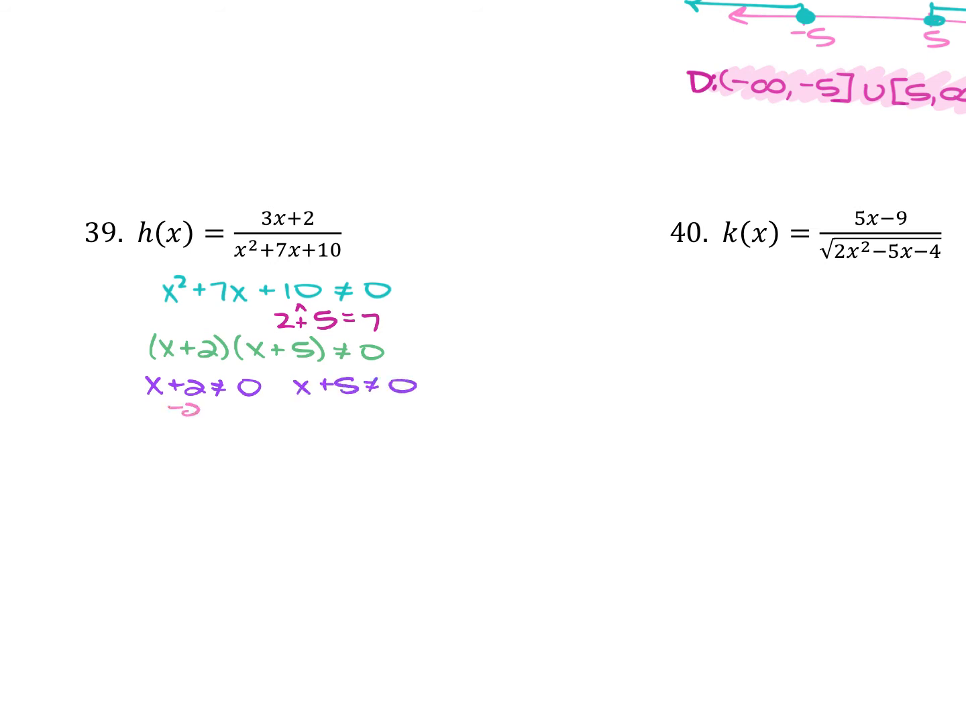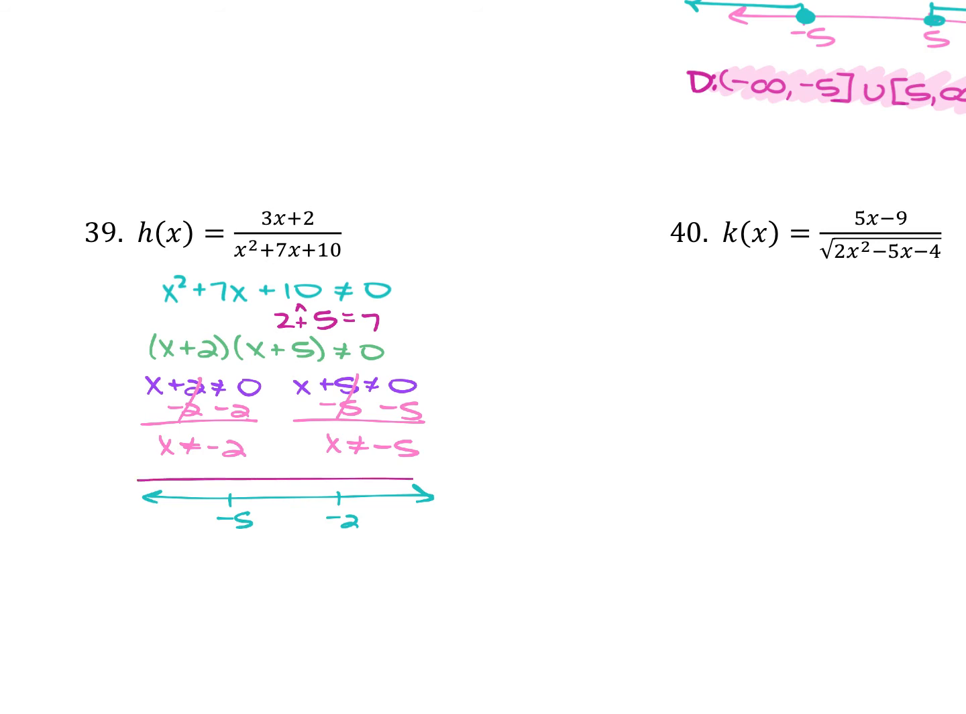So with the 2, subtract it from both sides. You have x is not equal to negative 2. With the 5, subtract it from both sides. You have x is not equal to negative 5. So if you were to write this in interval notation, think about it as on a number line. You have negative 5, you have negative 2. If you were to draw a number line to go from negative infinity to positive infinity, but then take out the negative 5 and the negative 2, write your interval notation based off of this.